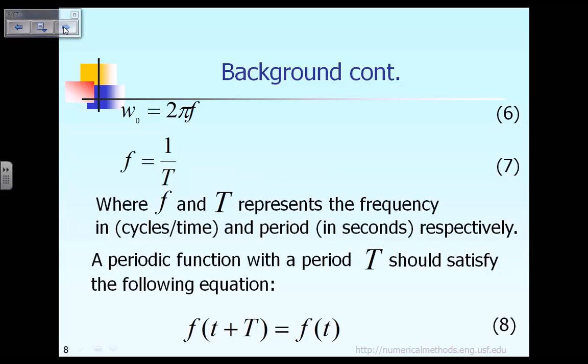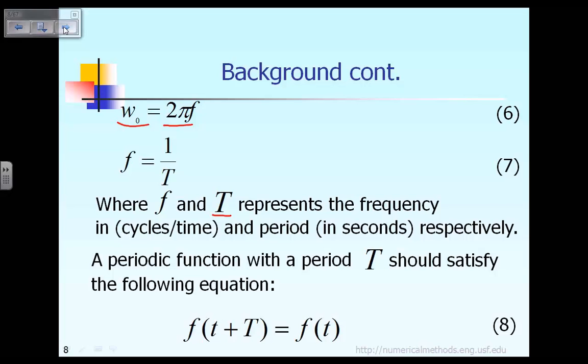In the previous slide, omega naught is considered as the angular frequency, and that is equal to 2 pi times f. That is shown in equation 6, where the frequency f is defined as the reciprocal, 1 over T, and T represents the period of the function.